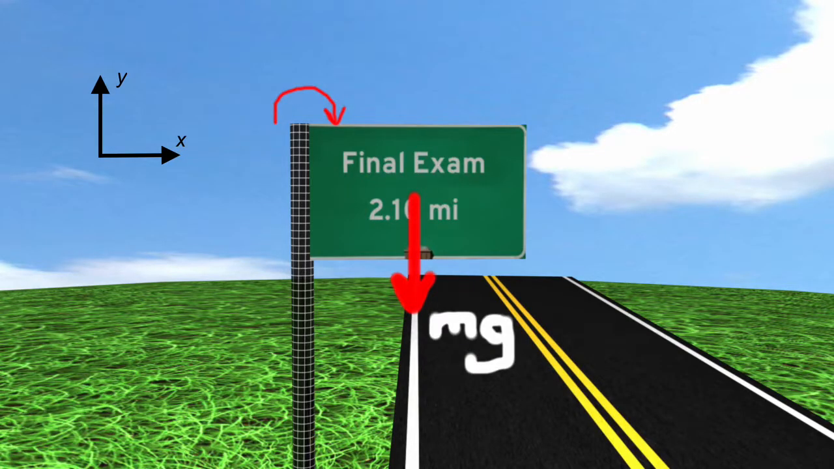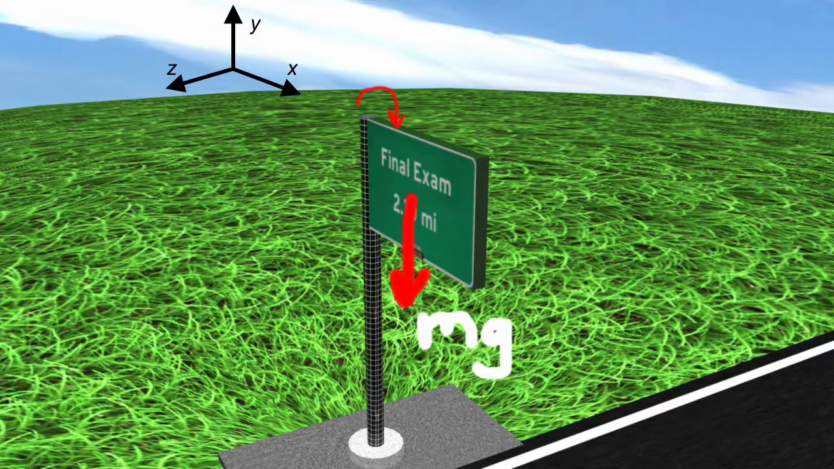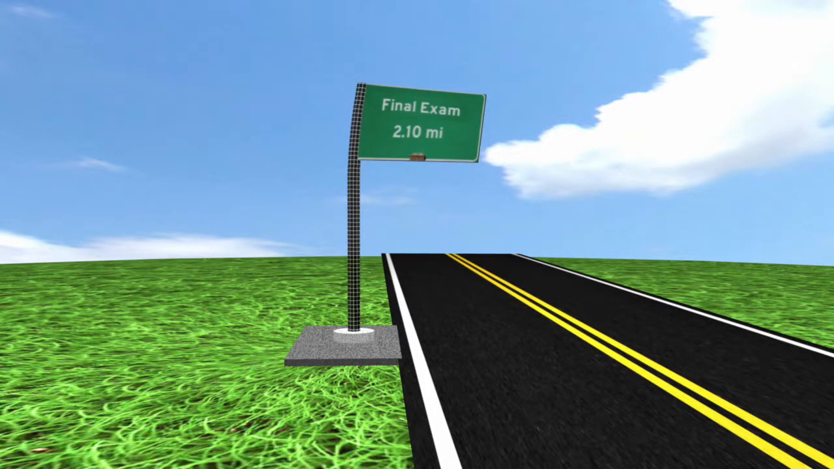Next, consider the weight of the sign. We treat the sign as a uniform rectangular plate, so its weight can be resolved to a force acting in the negative y direction at its geometric center. Since this is offset from the axis of the pole, it creates a bending moment about the z-axis as well as an axial force along the axis of the pole.